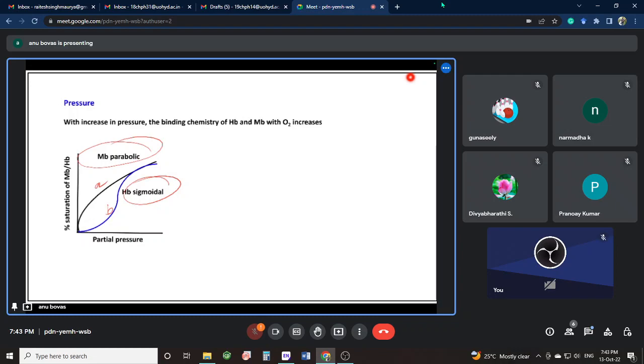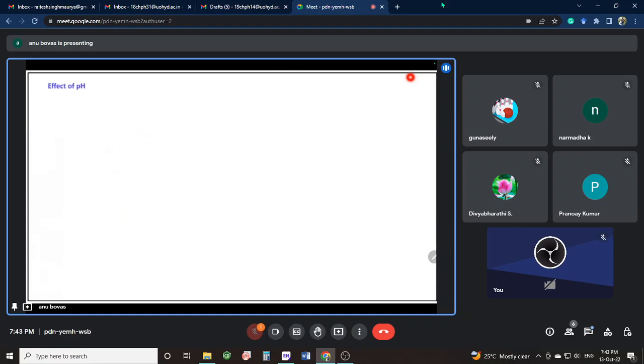So in this first point, we will not have confusion, because increase in oxygen pressure means increase in binding. How the increase is, we should not get confused. The first one is parabolic for myoglobin and sigmoidal for hemoglobin with pressure. That is easy. Now, the next important factor is the effect of pH, and the effect of pH is called the Bohr effect.